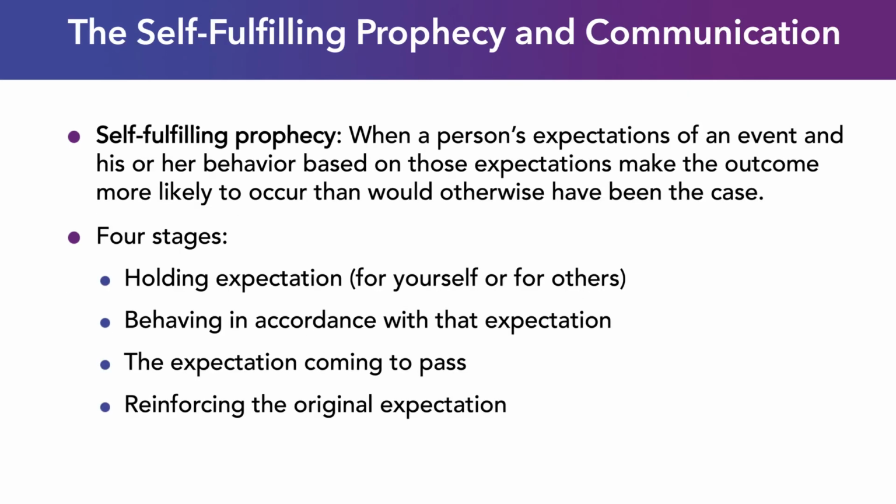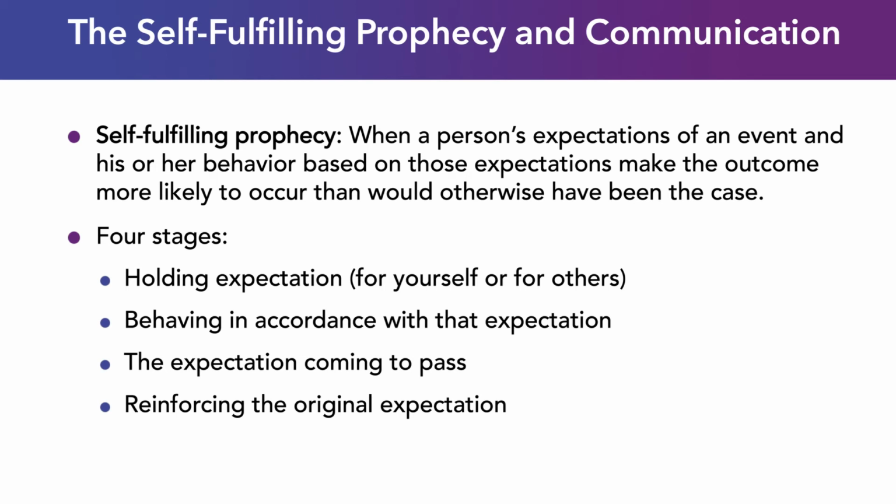Last of all is the idea of a self-fulfilling prophecy. So if you think back to that, I'm going to flip back because I want to use the exact correct terminology, the communication or perception feedback loop. Your perception of yourself, or your expectations of an event, and your behavior based on those expectations make the outcome more likely to occur, right?